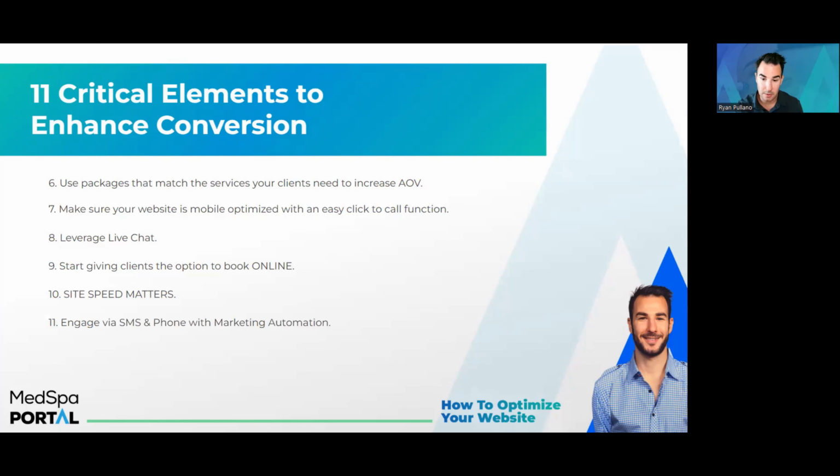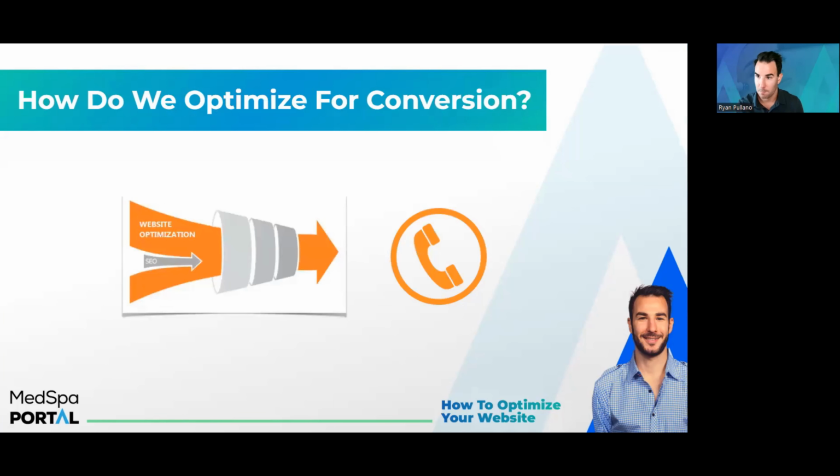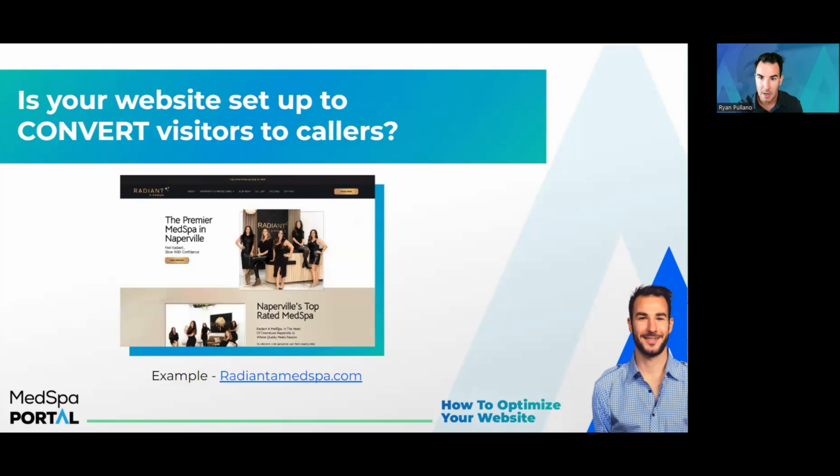And then you want to make sure your users have a way to engage via SMS. So that's text, phone, with marketing automation. Towards the end of the presentation, we're going to get into marketing automation as well. If you don't have that running already, that's an important part that you should get going right away. So we optimize for conversion.